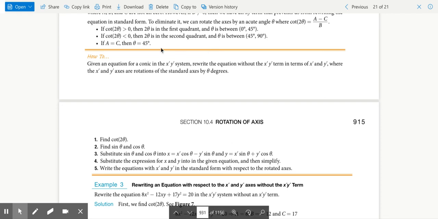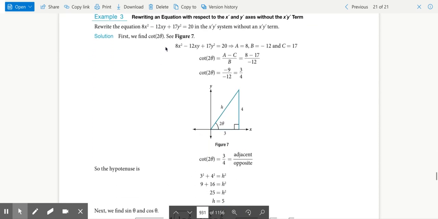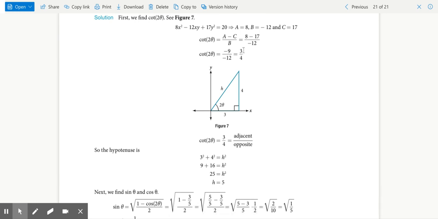So it makes sense that then theta would be 45. Okay. So that being said, we got a positive cotangent of 2 theta here. So our 2 theta is in the first quadrant, which means theta is automatically in the first quadrant. But anyway, 2 theta is in the first quadrant. So we have different options.